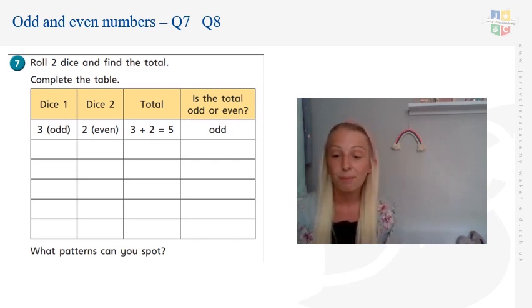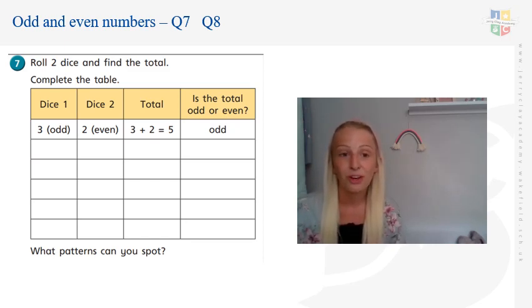Or if you're working with a partner today, you could both randomly choose a number for each one, add them together and then see if the total is odd or even. So if you haven't got a dice for this activity, you could use your own way of creating 2 numbers from 1 to 6 or even higher if you want to challenge yourself, to see if when you add the numbers together the total is odd or even. So you can pause the video now and have a go at questions 7 and 8.